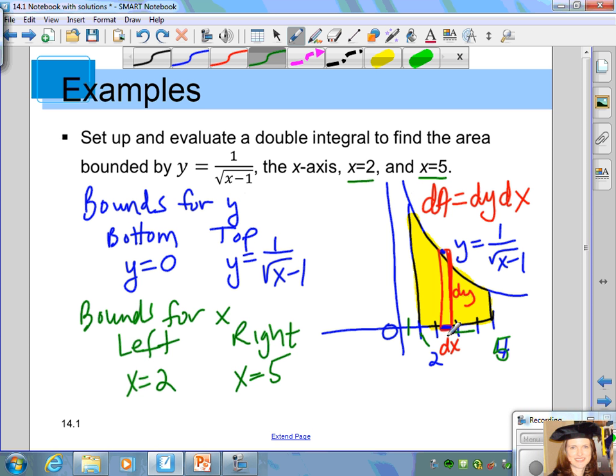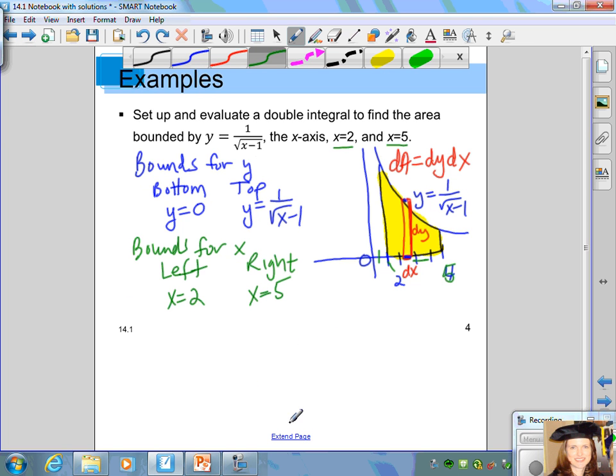We can go ahead and set up a double integral that will give us the area of that shaded region. We have a double integral, and the order of the differential is going to be dy dx because it is a vertically simple region. The inside bounds are in terms of y: the bottom y equals 0 to the top y equals 1 over the square root of x minus 1. Then your outside bounds are for x: x goes from 2 to 5. Now we have an iterated integral. You've practiced doing these already, so we can work through this one.